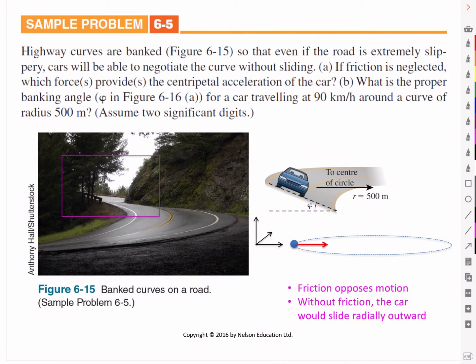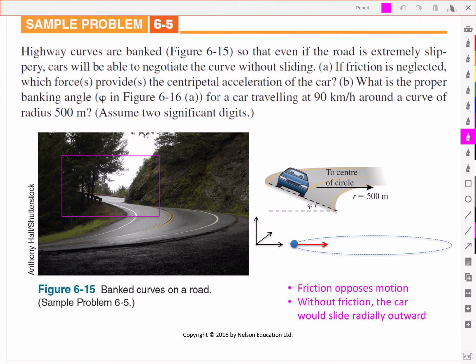Here's a sample problem for a banked curve, but in the process of solving it, I'll lay out both the unbanked and banked cases. The problem reads, highway curves are banked so that even if the road is extremely slippery, cars will be able to negotiate the curve without sliding. A, if friction is neglected, which force or forces provide the centripetal acceleration of the car? And what is the proper banking angle for a car traveling at 90 kilometers per hour around a curve of radius 500 meters?